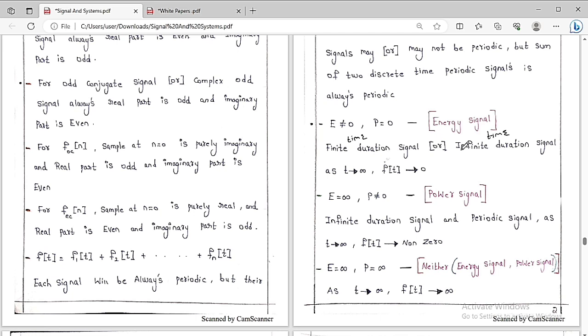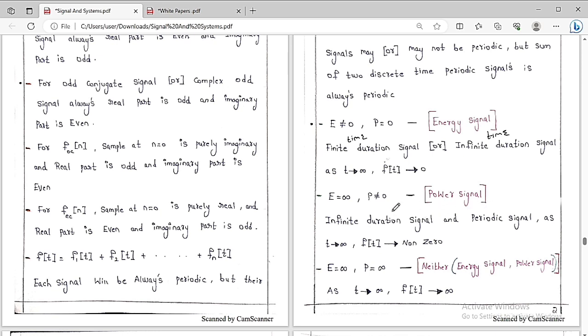Because what is the meaning of power? Power is equal to energy by time. Energy is a finite value, but time is taken from minus infinity to plus infinity. So finite by infinity is nothing but zero. Therefore, finally, a signal is said to be an energy signal when it has a finite amount of energy but zero power. These are the finite time duration signals, and the infinite time duration signals whose value still tends to zero, and these are called energy signals. So now, what is the meaning of a power signal?